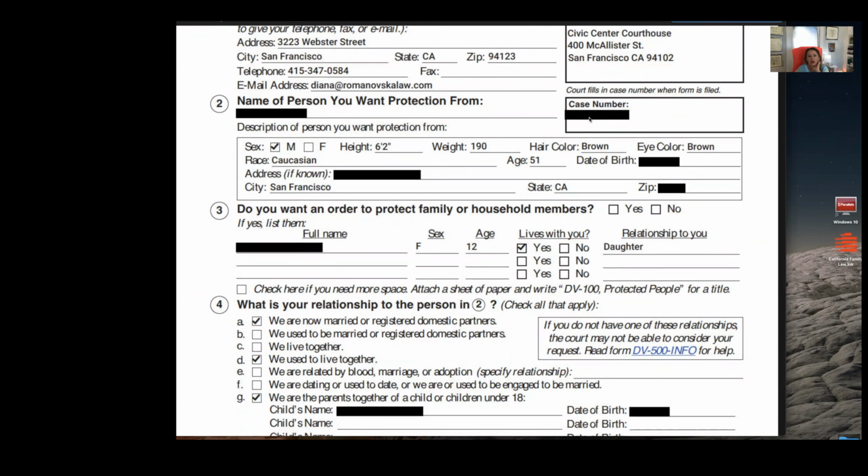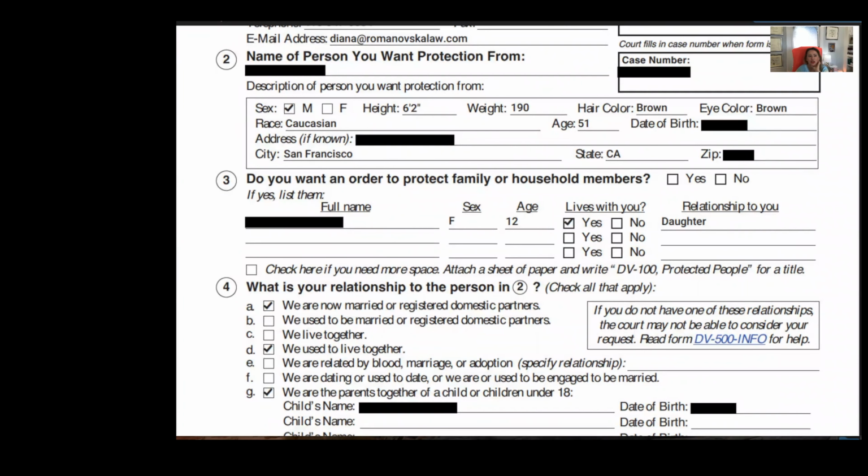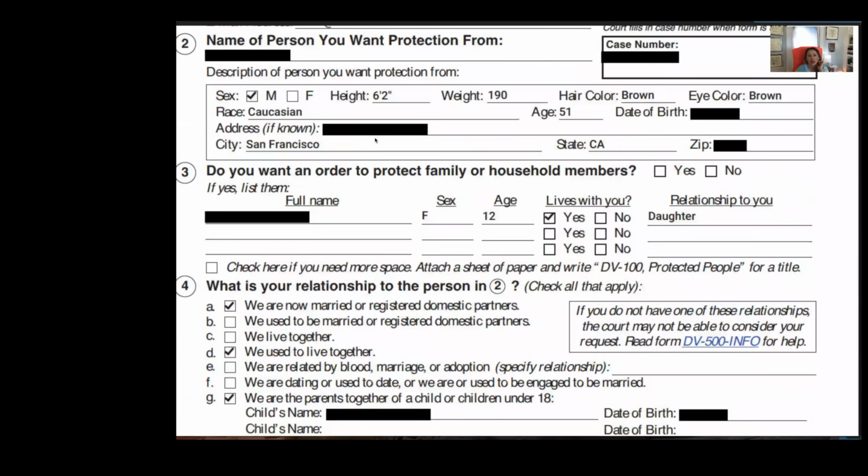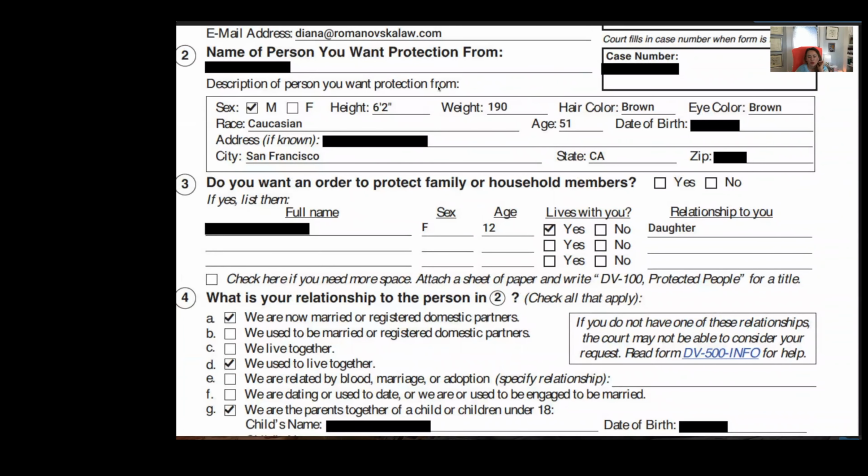Case number, you don't have it because when you initiate the filing, the case number is going to be given at the time when you file it. Then description of the person you want protection from. Make sure you fill everything out as much as you can, because otherwise it may get bounced if the court doesn't know this information.